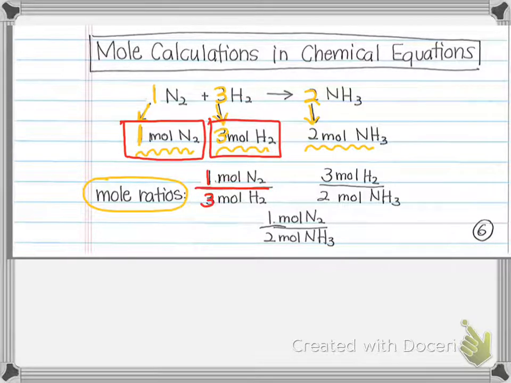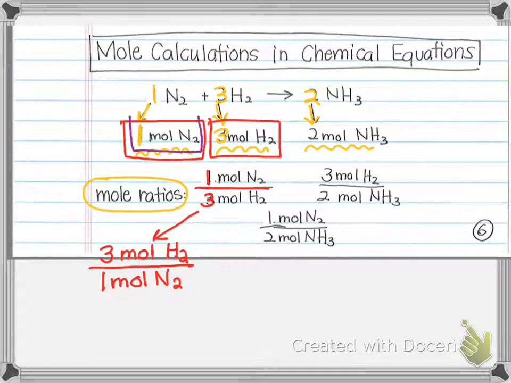Now this ratio could also be written in the reverse. I could put the 3 moles of hydrogen on the top and the 1 mole of nitrogen on the bottom. What will determine which part I put on top and bottom will be what I'm given once we get our problem. Now, maybe I want to compare the nitrogen, one of the reactants, to the ammonia.